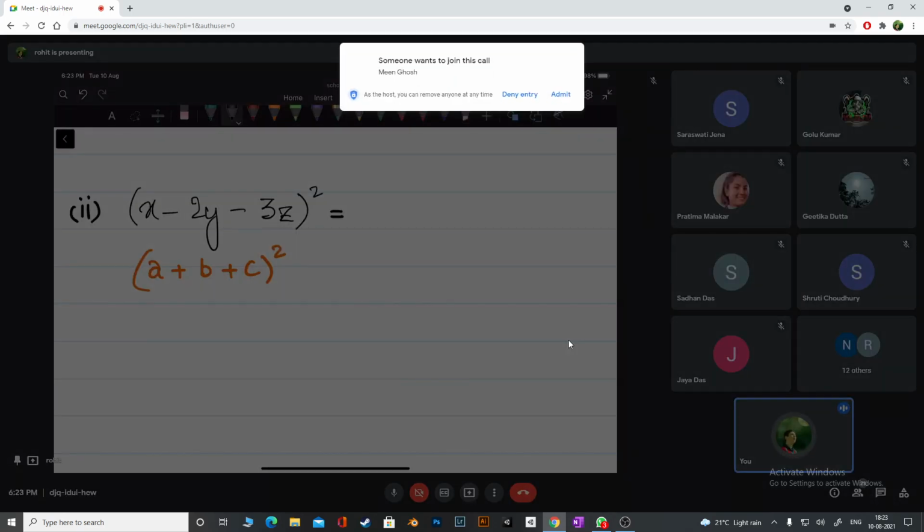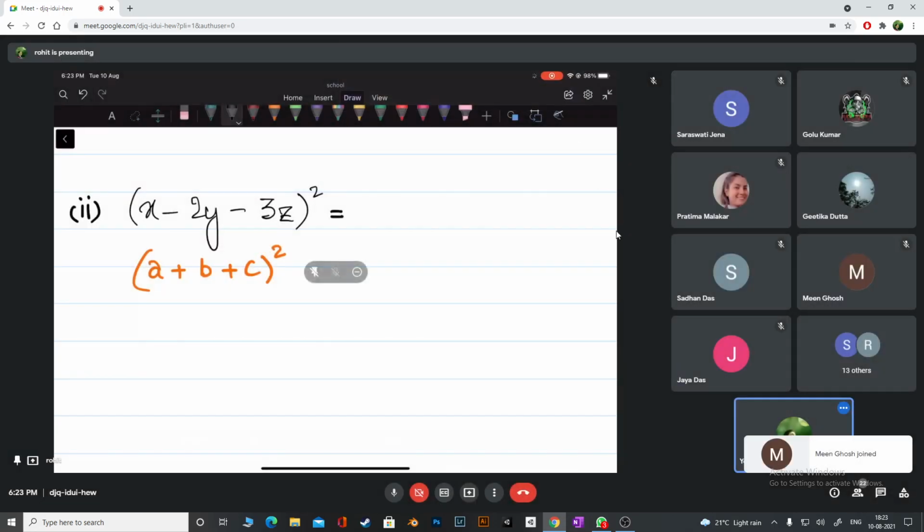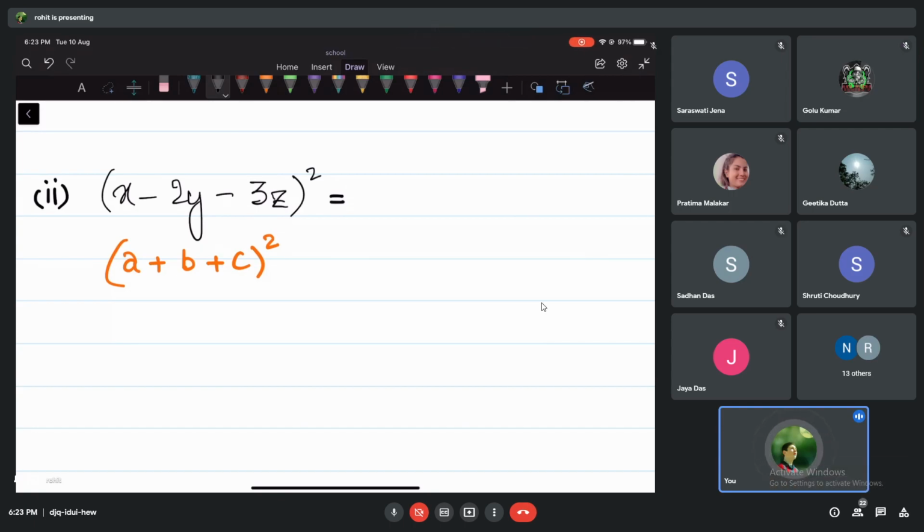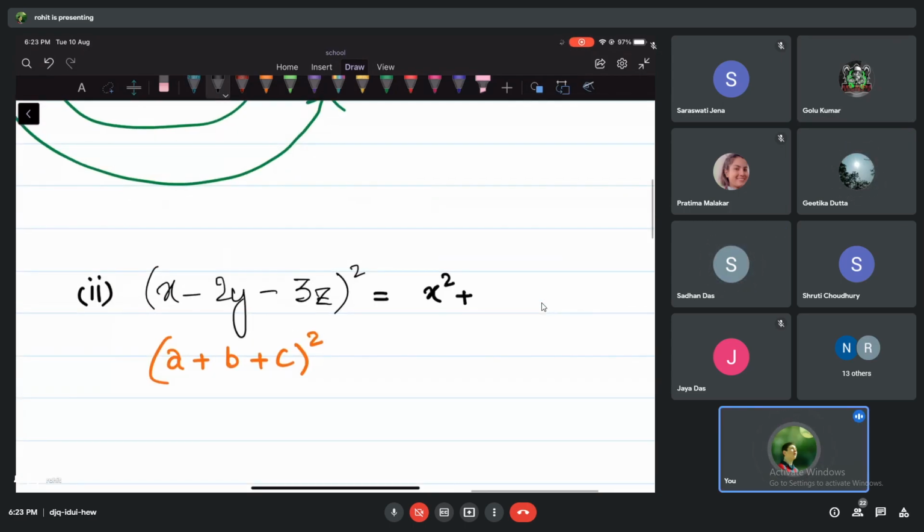So tell me, what is the first formula, guys? A square plus B square plus... wait. Let's do it slowly. Who is A here? Please tell me properly. X. So I should write x square. Then should I write plus or not? Minus? No, wait. Let's apply this formula. So I should write plus, right? Yes, sir.